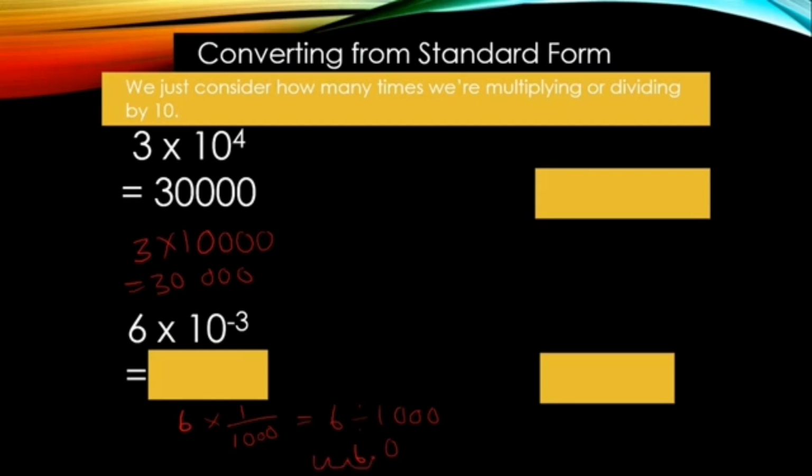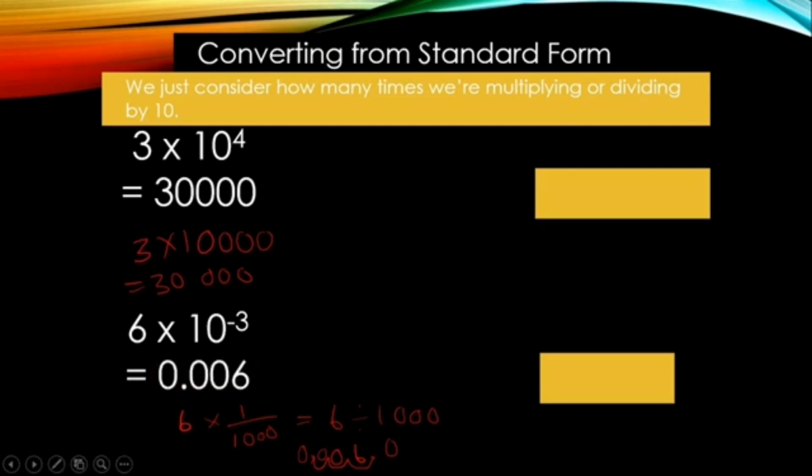So if our new decimal place is here, it means we're going to replace this with placeholders. Alright, so it will be 0.006. Let's check if our answer is correct. 0.006. Yes, our answer is correct. Let's try another one.